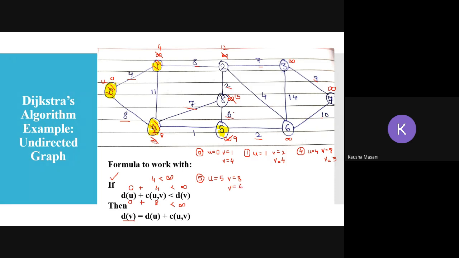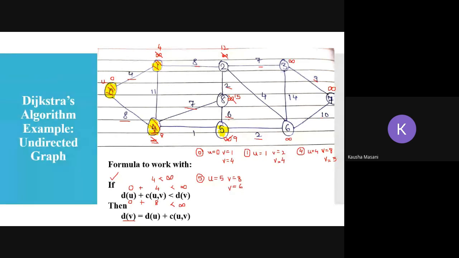Do I have to make any change at 8? Do I have to update any values at 8? 15, do I need to update? 9 plus 6, that is 15 only. So no change. Correct, everyone online too? Correct. No change at 8.